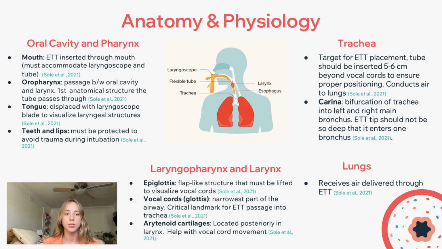So moving on to anatomy and physiology, starting in the oral cavity and pharynx. This area includes the mouth where the ETT is inserted, and the mouth must accommodate the laryngoscope and the tube as well. The oropharynx is the passage between the oral cavity and the larynx. This is the first anatomical structure that the tube passes through. After that is the tongue, which must be displaced with a laryngoscope blade to visualize the laryngeal structures. Following that are the teeth and lips, which must be protected to avoid trauma during the intubation.